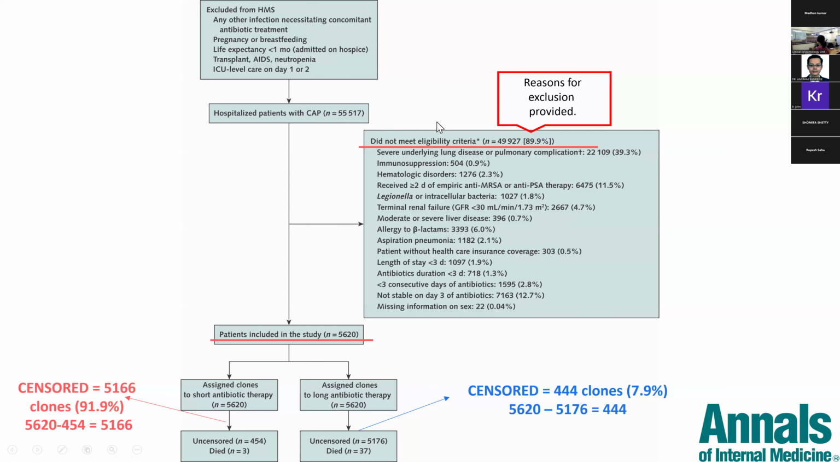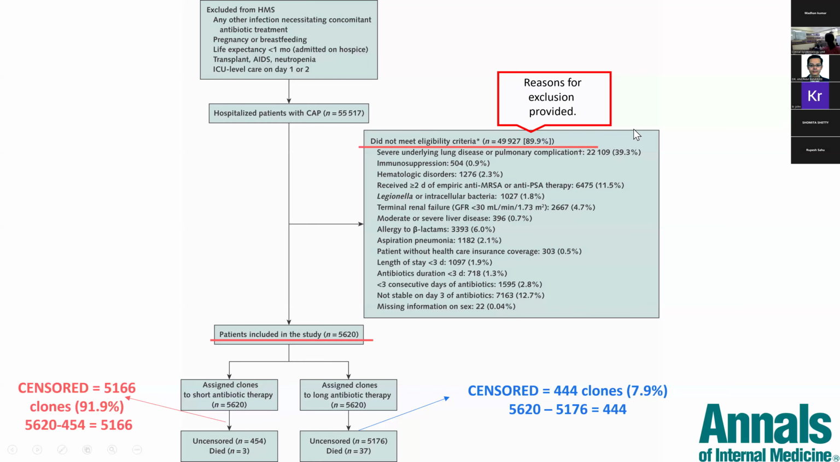They got 55,517 hospitalized patients with community-acquired pneumonia. Then 49,000, 89% of these people, never met eligibility criteria. So the idea of this being pragmatic is a little in doubt. Anyway, they have given the reasons for exclusion because they followed the original RCT's exclusion criteria. It was a very rigid exclusion criteria. This is something that has to be provided as part of the diagram, and they have done it. Then finally, they included 5620 patients.